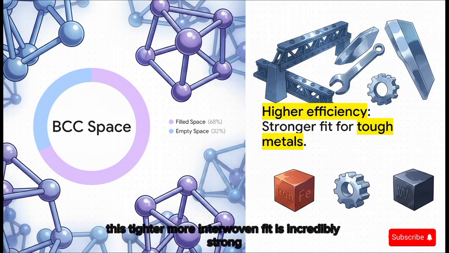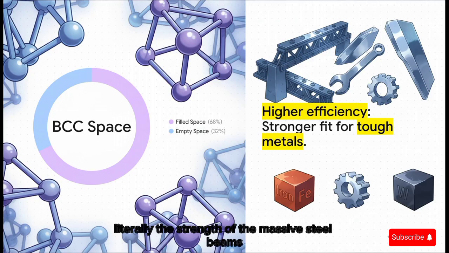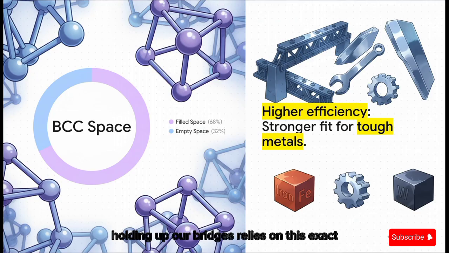This tighter, more interwoven fit is incredibly strong. In fact, it's the favored invisible architecture for some of our absolute toughest, hardest metals. We're talking iron, chromium, tungsten. Literally, the strength of the massive steel beams holding up our bridges relies on this exact microscopic arrangement.